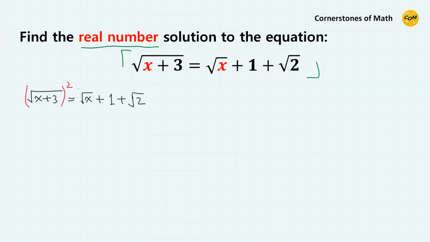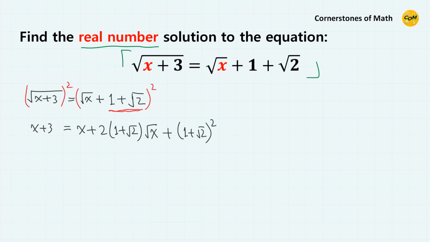We square both sides to remove the sum of radicals, considering this 1 plus square root of 2 as a single variable. This gives x plus 3 equals x plus 2 times (1 plus square root of 2) times square root of x plus (1 plus square root of 2) squared. Notice that x gets cancelled out, so we have 3 equals 2 times (1 plus square root of 2) times square root of x, and if we expand the square part, we can easily obtain 3 plus 2 square root of 2.